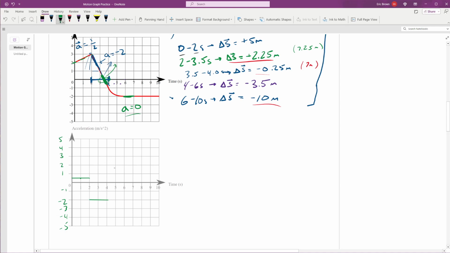Hopefully a ruler will do you better than my little tablet pen here, but that's the idea. Then at 4 seconds, I'm still at an acceleration of -2, and I transition through. It's -2 steep here, a little less steep, a little less steep, a little less steep, and then it's 0 steep.